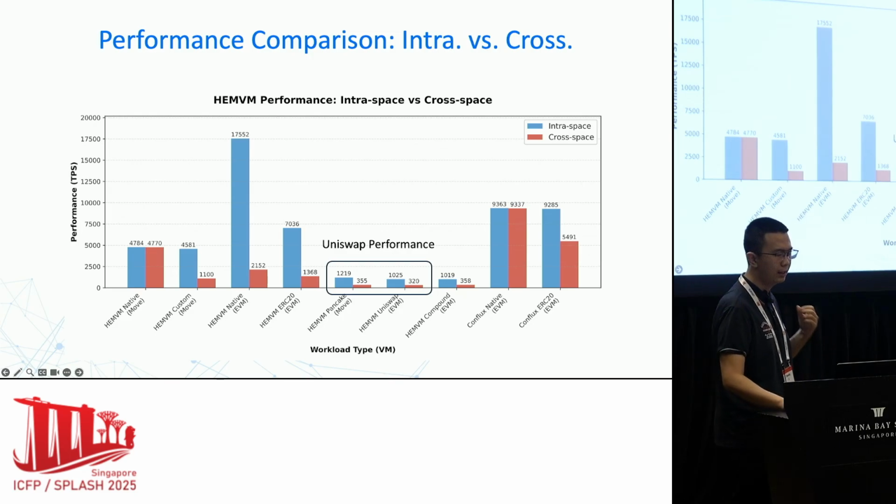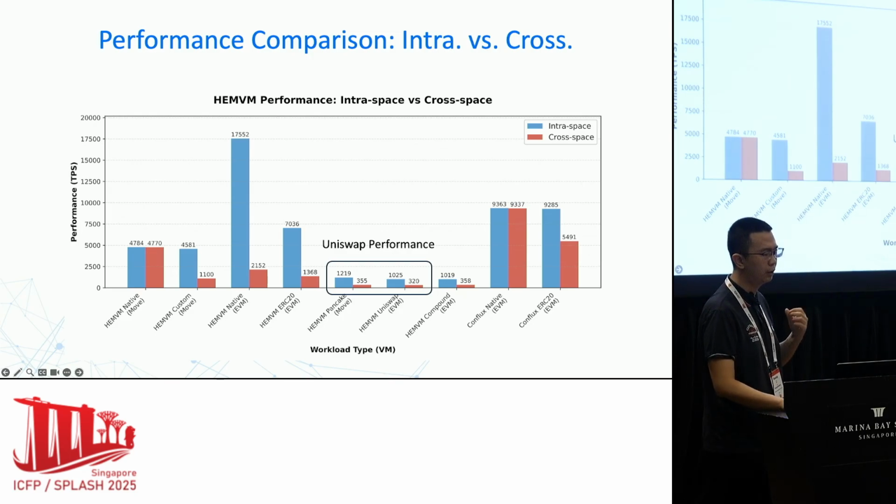And when serving users from another space, we will see that the performance is about 1/3 compared to users from the native space, because we have many overheads from the cross-VM handler, from the token transfer, and so on. So there will be a performance drop.